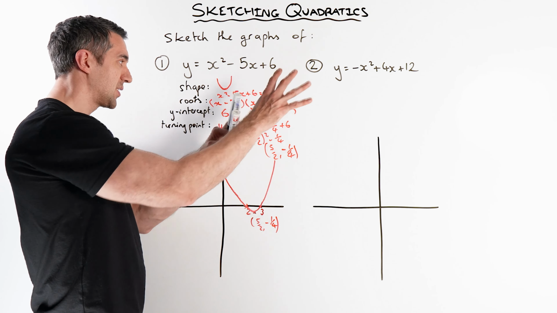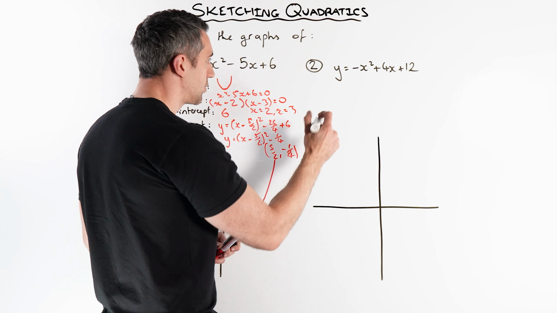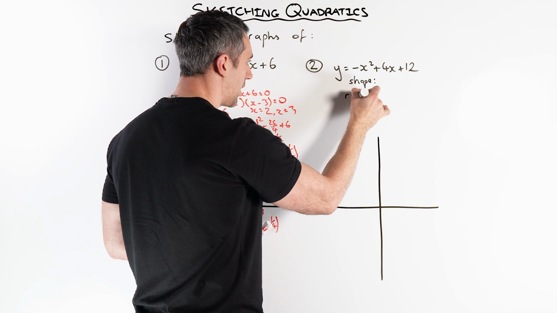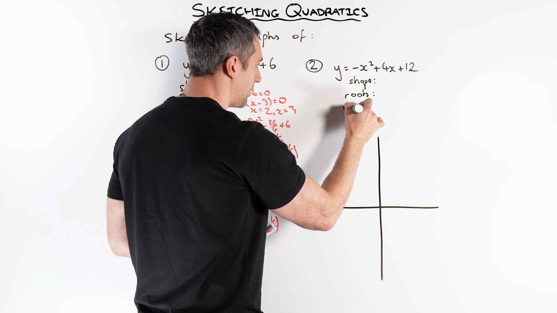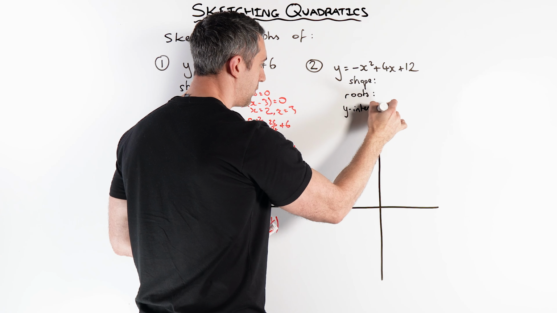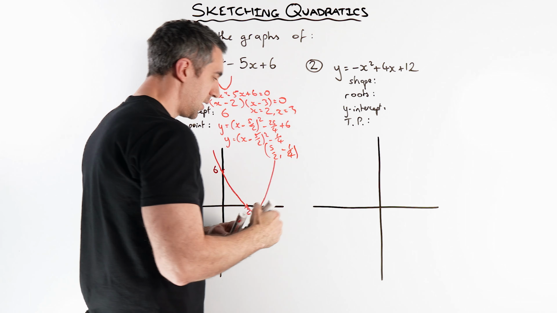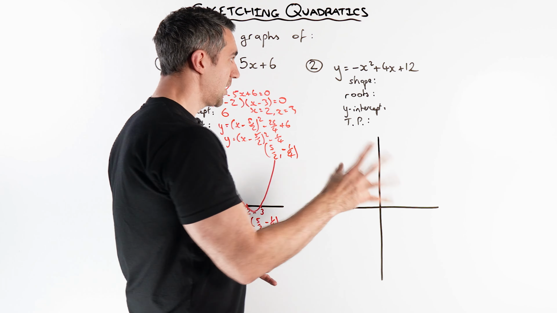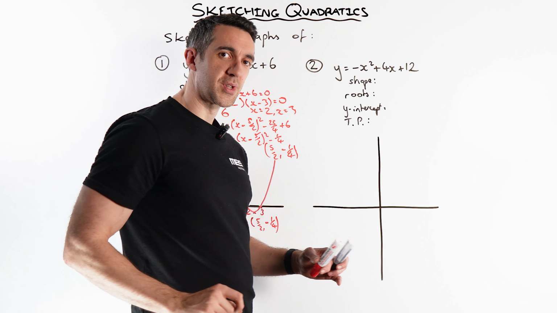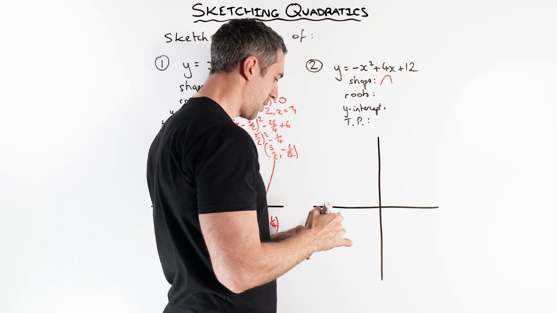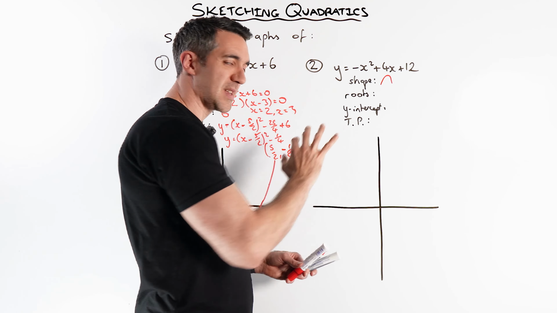So there's our list. We're going to do the same thing this time for our second one. So we're going to write down our shape and look for that. We're going to do our roots, we're going to do our y-intercept, and we're going to do our turning points, TP this time. So shape, this time, still a quadratic. It's got all important minus in front of it, so it's going to be our N-shape quadratic that we hopefully remember.